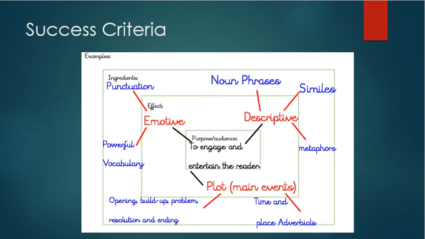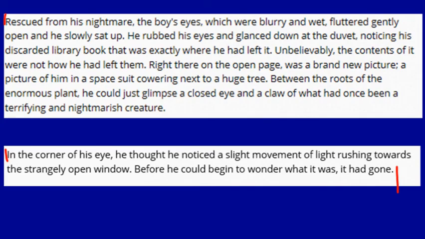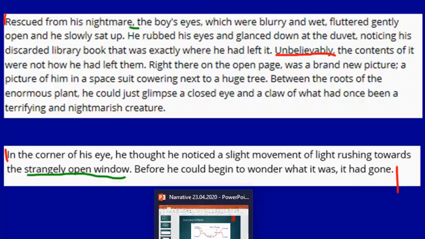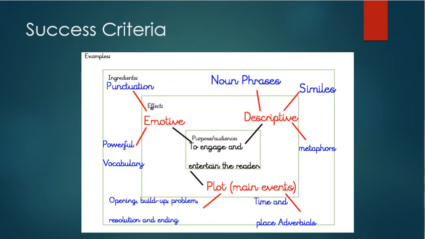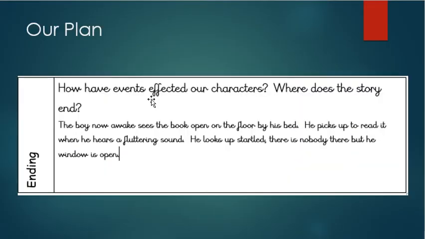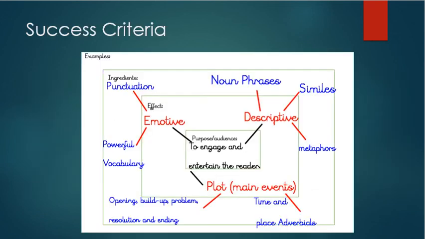Also, this final ending has used loads of great things from our success criteria. Again, we have some time and place adverbials such as unbelievably. We also have some great noun phrases and we have lots of different punctuation such as commas and a semicolon. So you've got to remember that you're still using your success criteria for your ending. So now I would like you to stop the video, write your ending and answer these two questions using your success criteria.